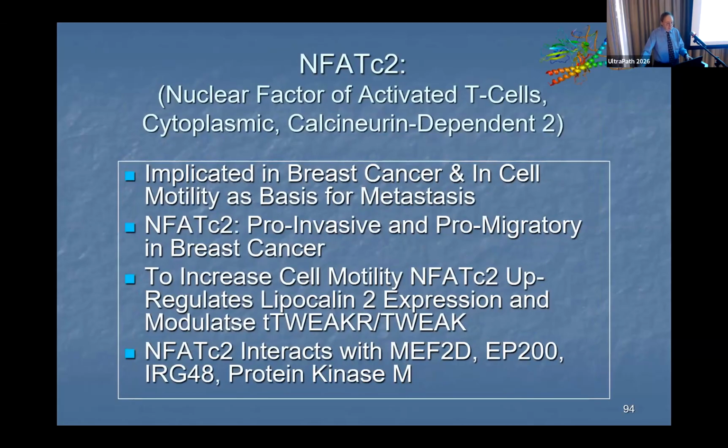And NFATC2 is known to be associated with various cancers, particularly breast cancer, and it's associated with cell motility and is the basis for metastases in breast cancer as well. So it's a pro-invasive and pro-migratory factor in breast cancer. And this is one of the rare types of translocations that you can have with Ewing sarcoma.